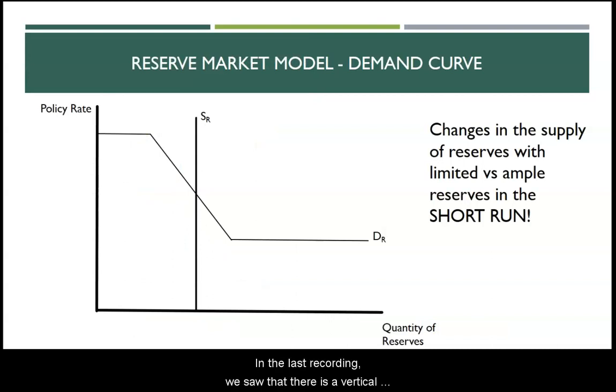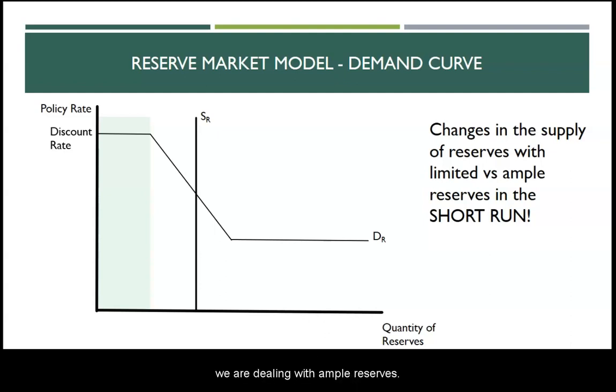In the last recording, we saw that there is a vertical supply curve and a three-pronged demand curve. The first prong or wing of the curve represents the discount rate. I have the term discount rate sitting on the vertical axis slot, but remember, we are dealing with ample reserves. Banks can borrow from each other, and it is based on supply and demand. If a bank decides to borrow from the Fed, it would be at a discount rate. In this model, it represents the maximum rate that banks are willing to pay for funds. Therefore, this prong is flat.